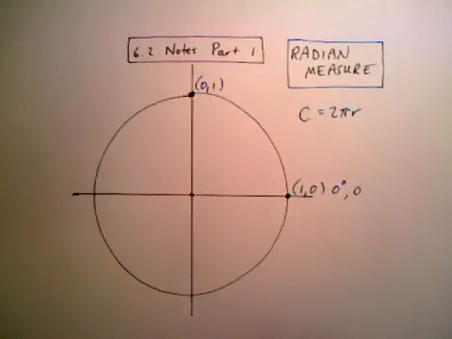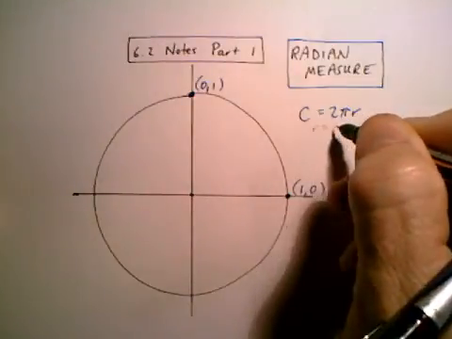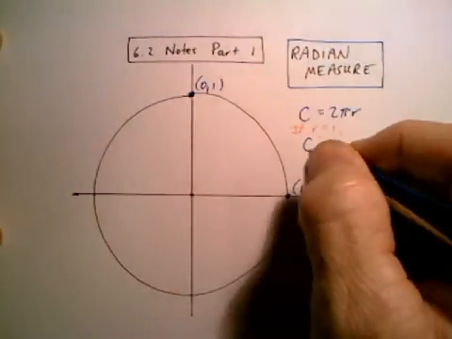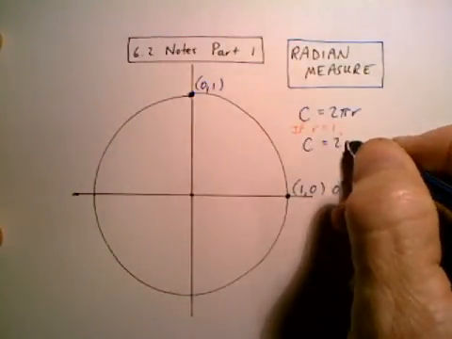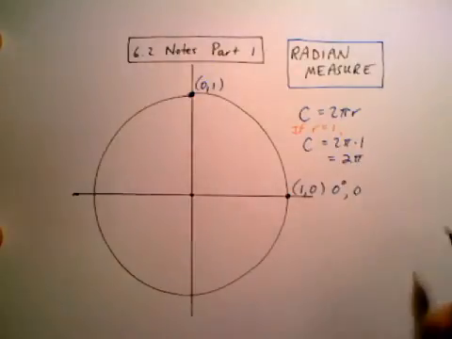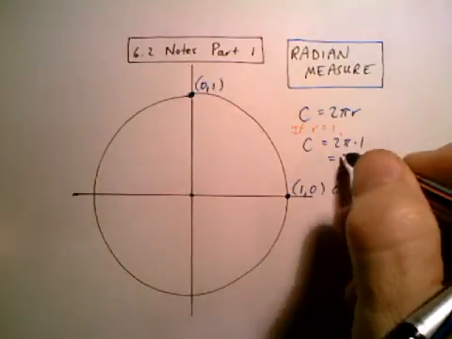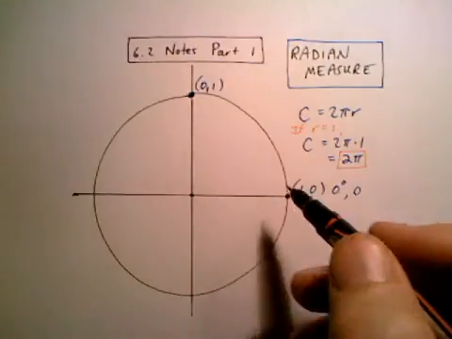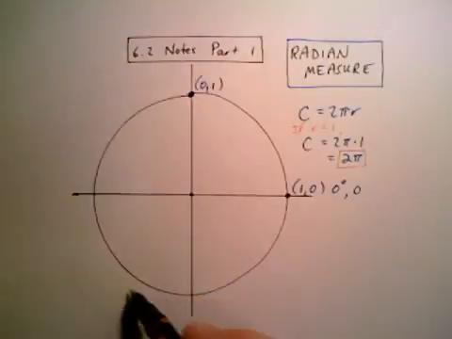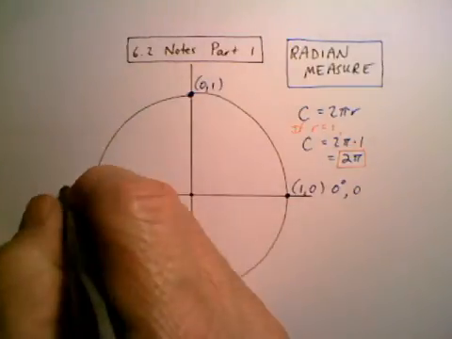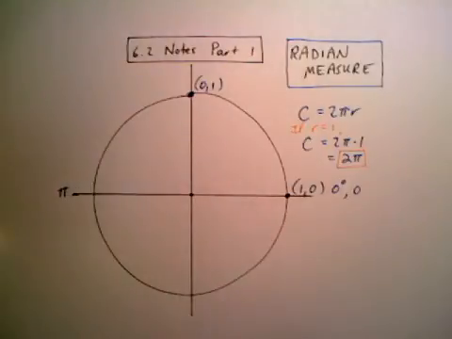If the radius is 1, then the circumference, the distance all the way around the circle, is 2 pi times 1, or just 2 pi. So that's what we're going to base this description of the different angle measures around the unit circle on: all the way around the unit circle is 2 pi. And so obviously that means that half of the way around is pi.